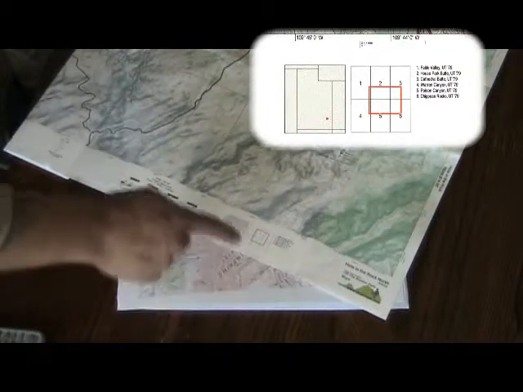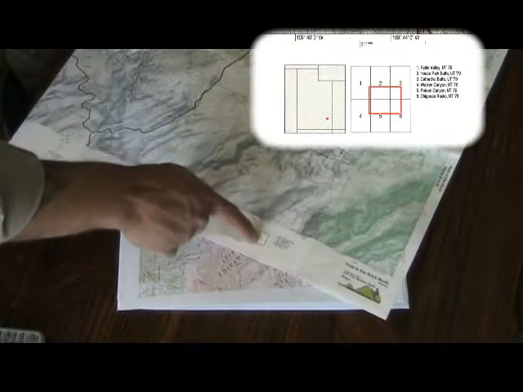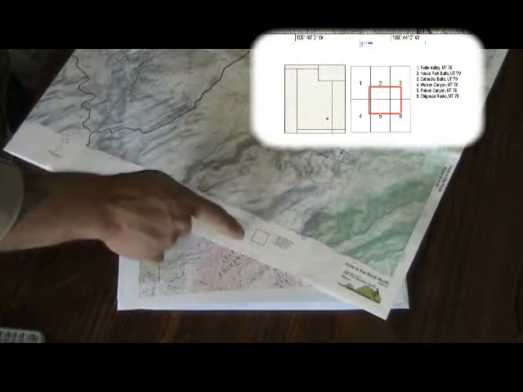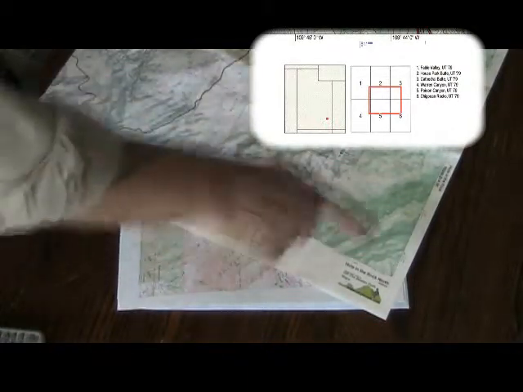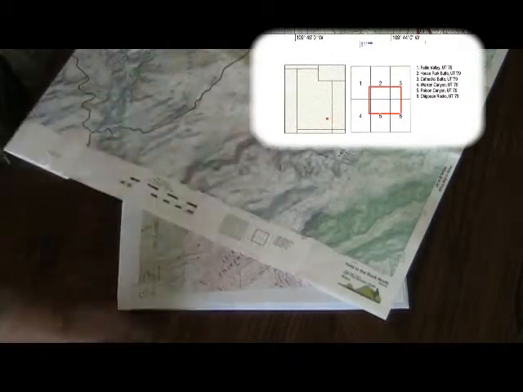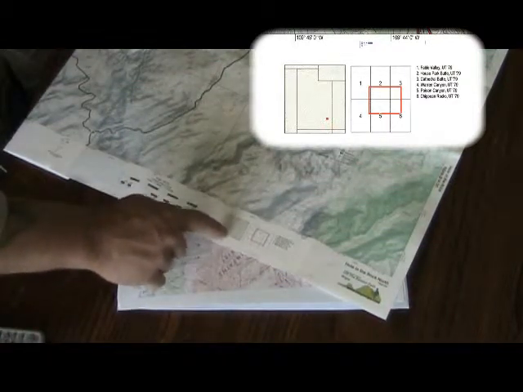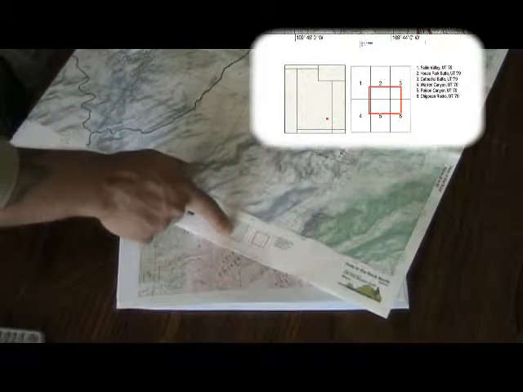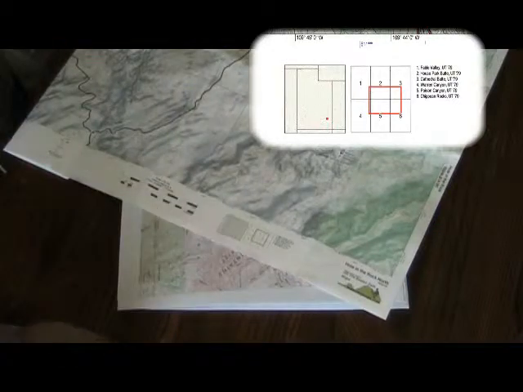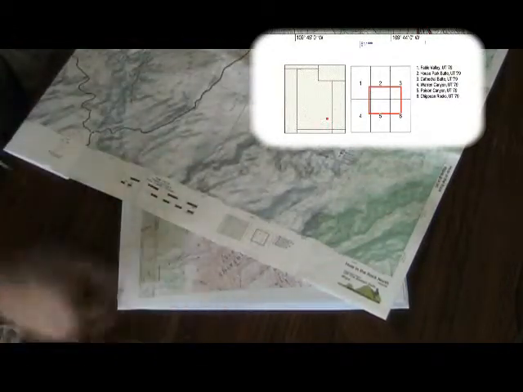USGS quads will also have a set of these around showing which map is yours, and it's usually in the middle, and then it shows the maps that are associated with it around the edges, so if you need to pull one of those maps to go along with it. Right here is a picture of the state of Utah. The little red square indicates roughly where this map is in the state of Utah.